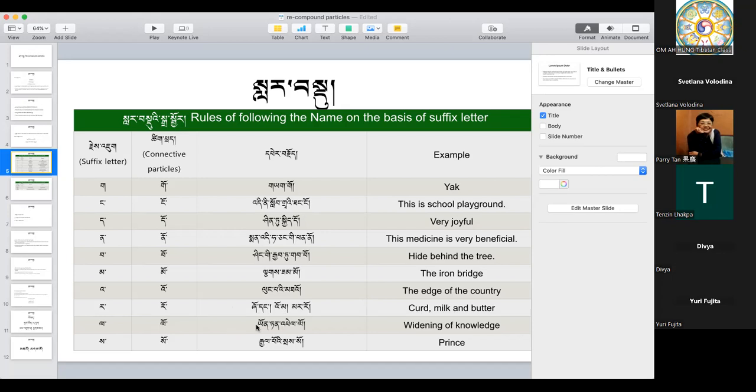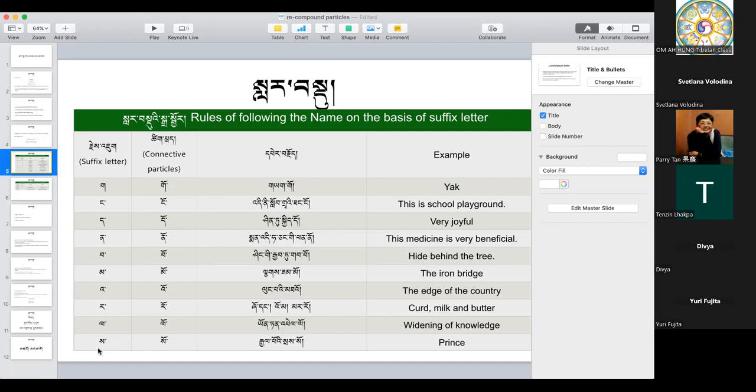Yuande pello. Here we see that it's just a phrase which means widening of knowledge. So pello, expansion of knowledge or widening of knowledge. Yuande pello. Since pel has la as a suffix letter, so lo.